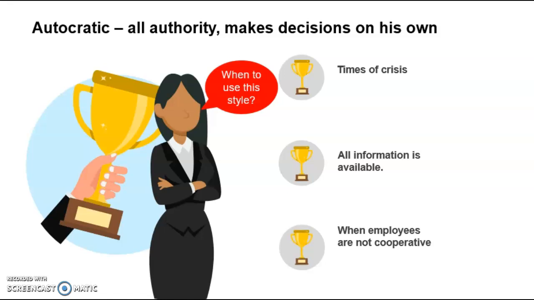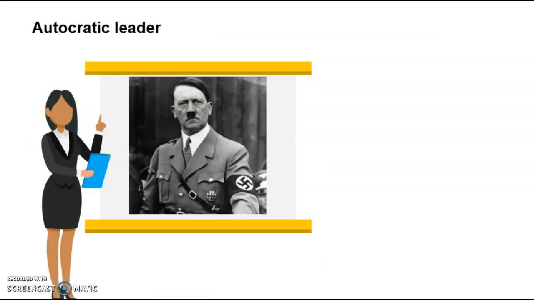In emergencies, when there is shortage of time, when employees are motivated and the leader has already earned the trust of the followers. When dealing with employees who are not cooperative, you need an autocratic style to take control of these employees so that they know what to expect. If we look back in our history books, we know that an autocratic leader was definitely Adolf Hitler.